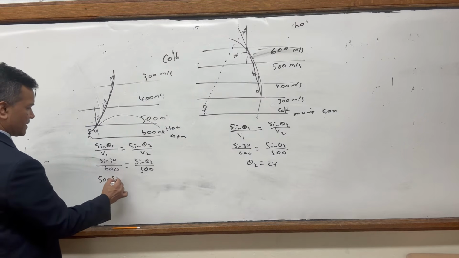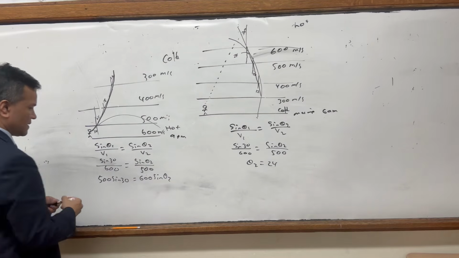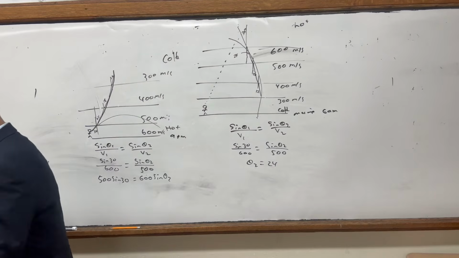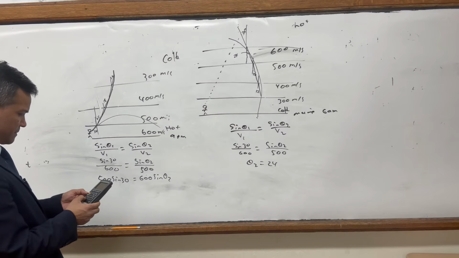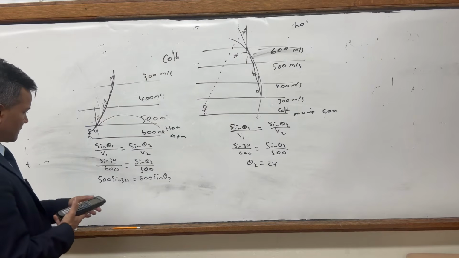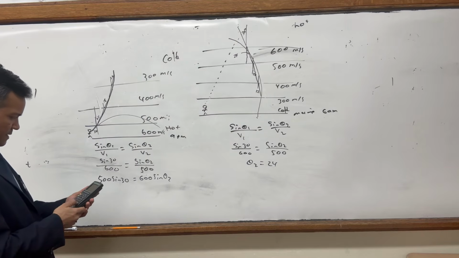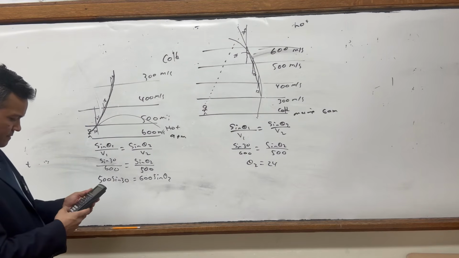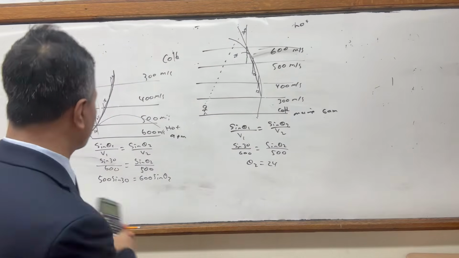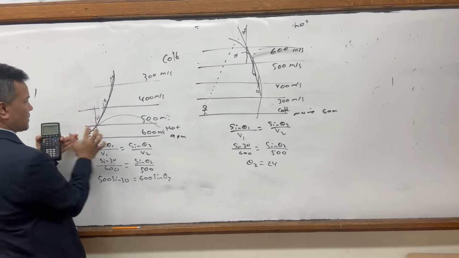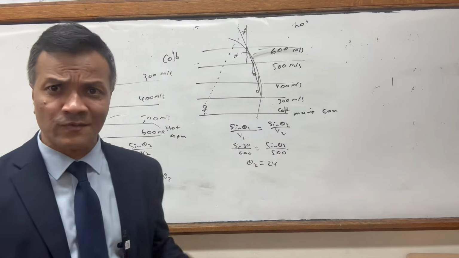500 sine 30 is equal to 600 sine theta 2, right? Let's really find it out. I have inverse sine of 250 divided by 600, and that is 24.6, right? 24.6. So you're going to see it's not going to bend this direction. It's going to bend this way. It's finding cold for this reason.